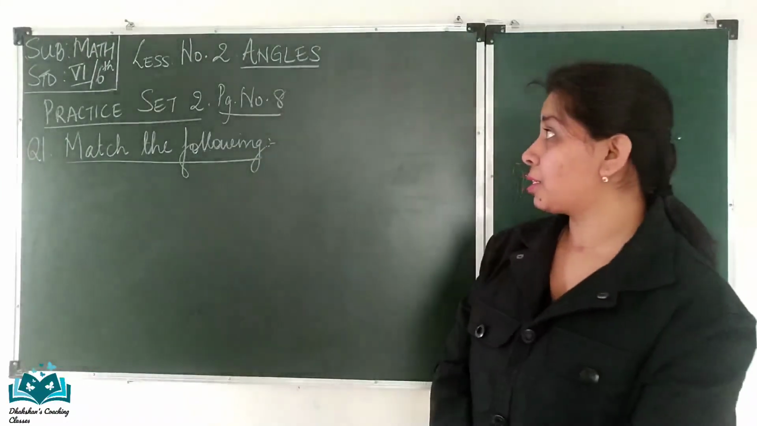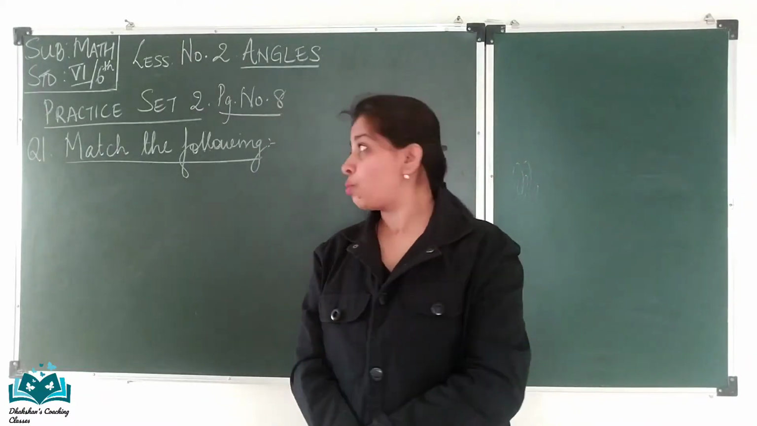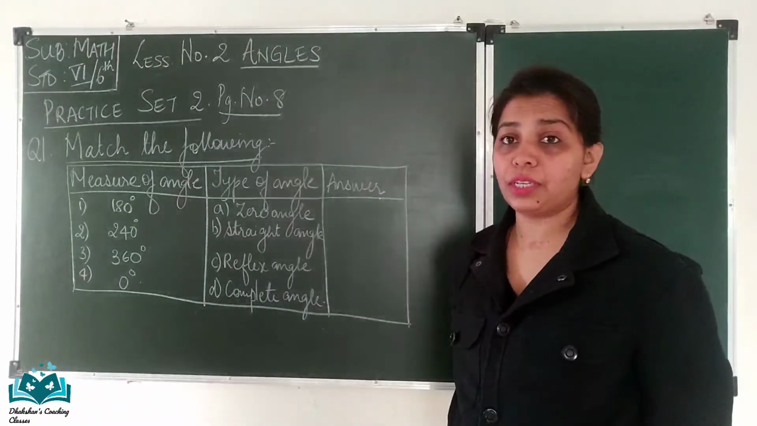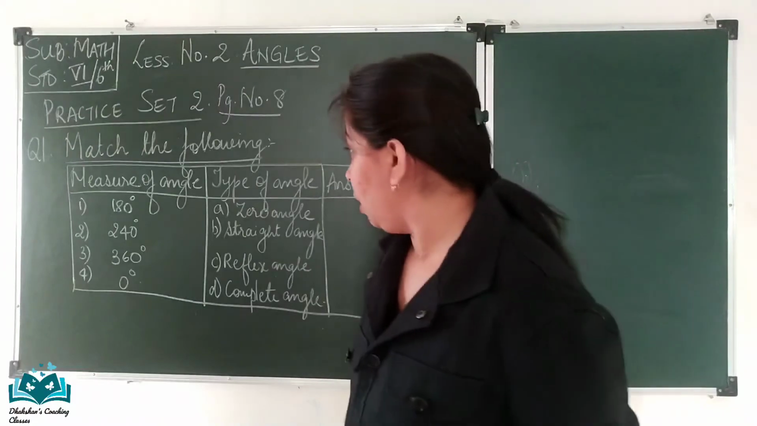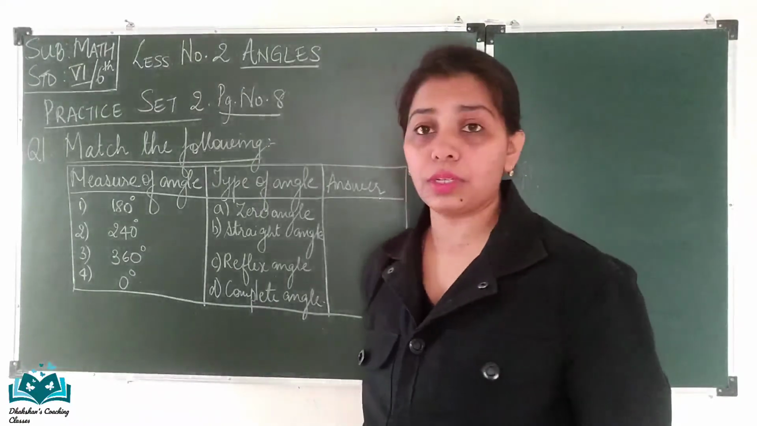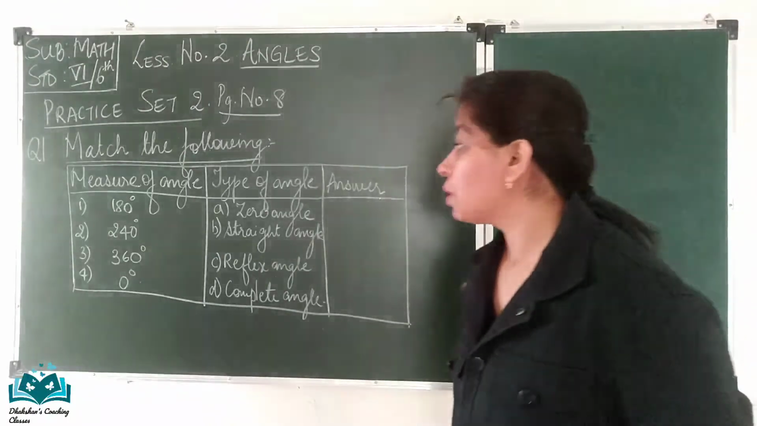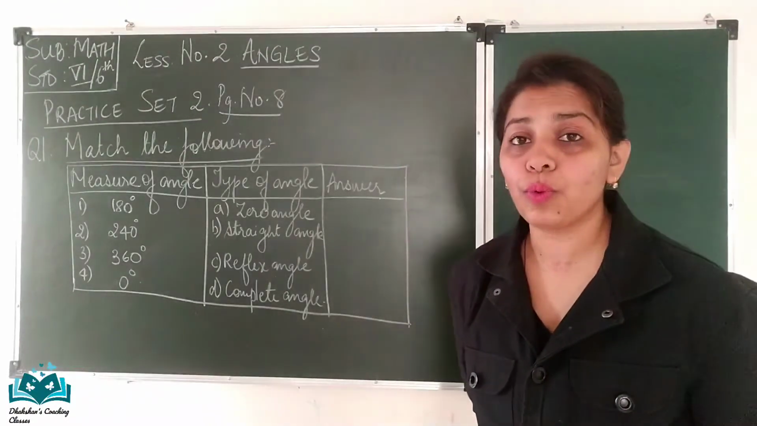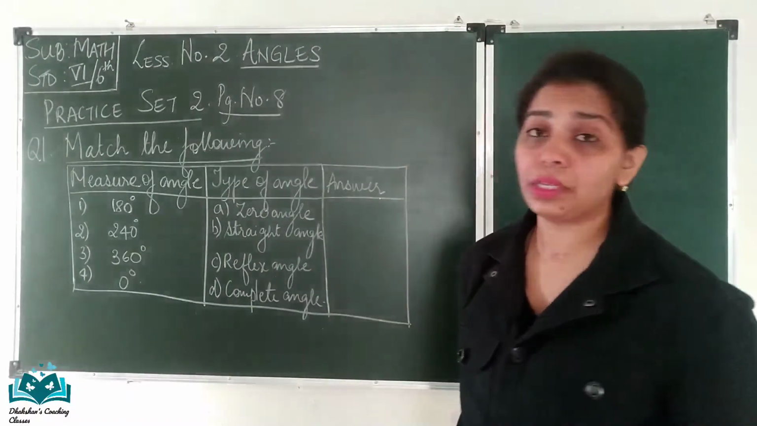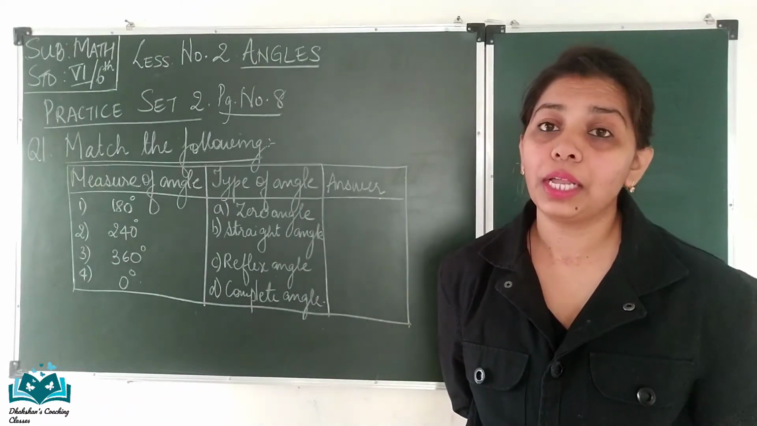Now starting with the practice set 2 from your maths textbook, page number 8, the first question is match the following. So the question says measure of angle, type of angle. So there are 4 angles whose measure is given. First one is 180 degree, the second one is 240 degree, the third one is 360, and the fourth one is your 0 degree.